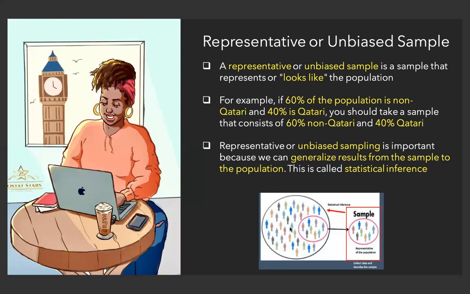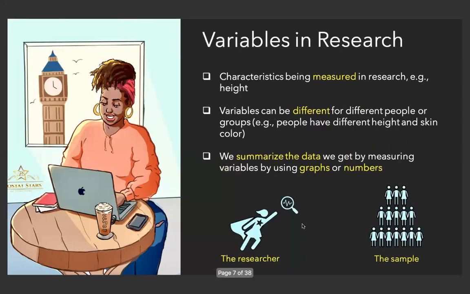When you take a sample, you also want to try your best to have a sample that consists of 60% non-Qatari and 40% Qatari. Why? Because you're just trying to make your sample look like your population, remember, so that you can make statistical inference, right? So this is just more explanation on the same concepts we already talked about.